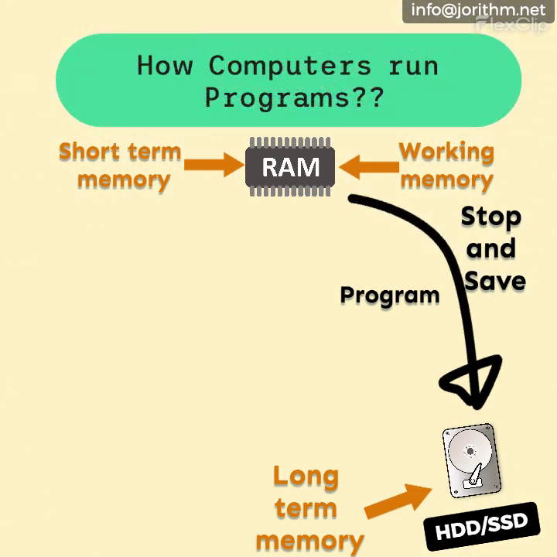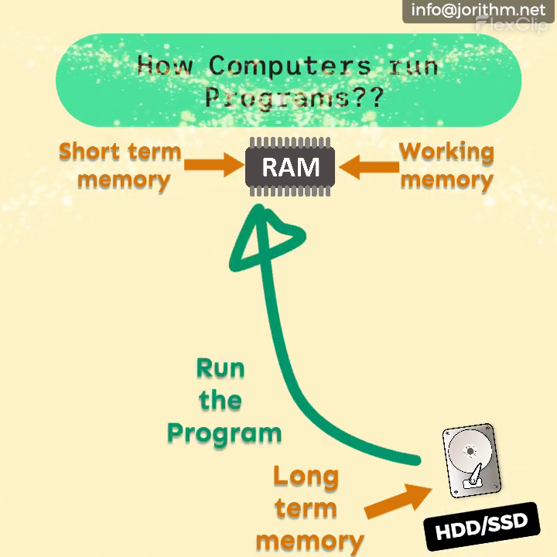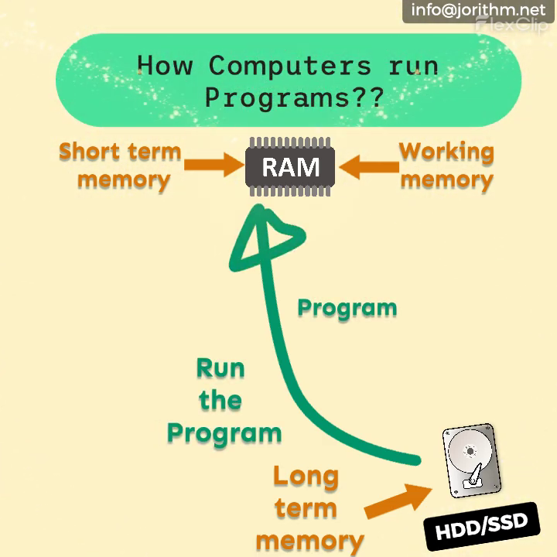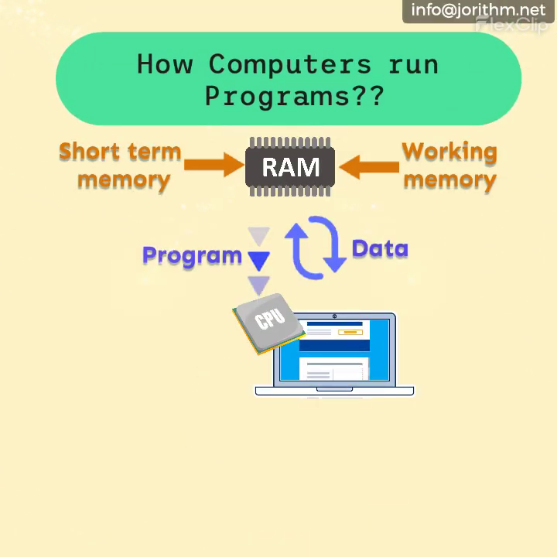Once computer finishes working and stops, and you press save, then the program is stored in long-term memory of HDD or SSD. When you again need to run the program even after switching off the computer and switching it on, the program is again loaded in the working memory or RAM from where CPU fetches and run it for computer to perform the tasks as instructed in the program.